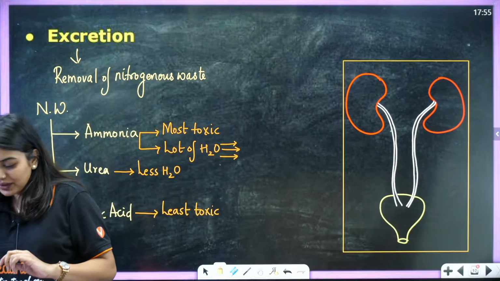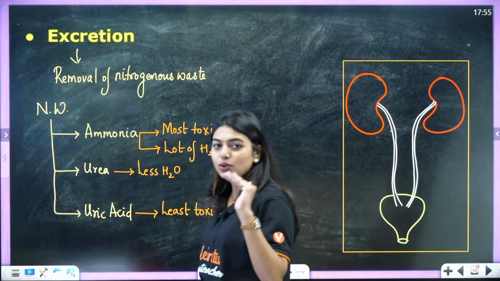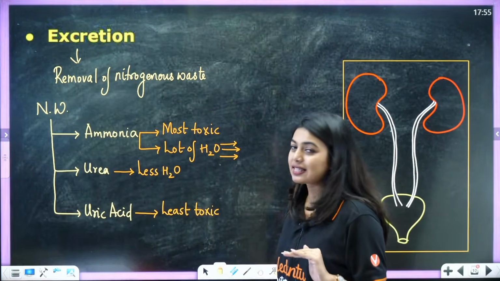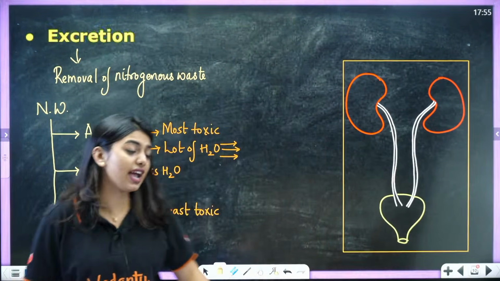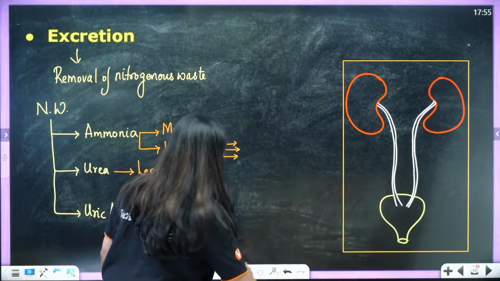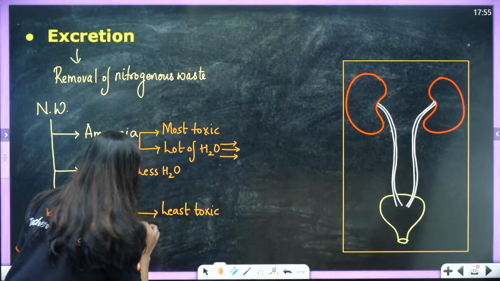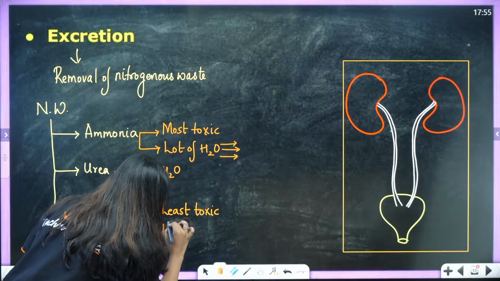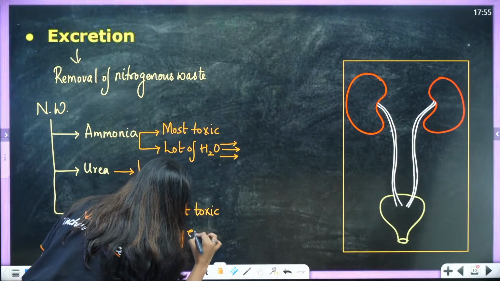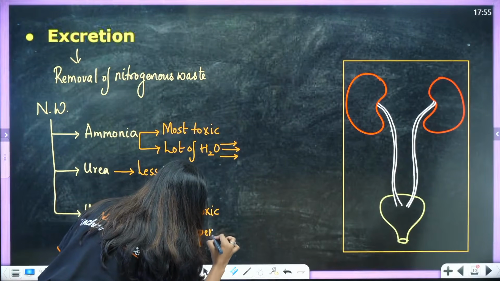So the person who is the least toxic is your uric acid. It requires very little water, but it's very expensive. It uses all the ATP that the birds have, but for birds it is okay. That is the reason why we are not using it.